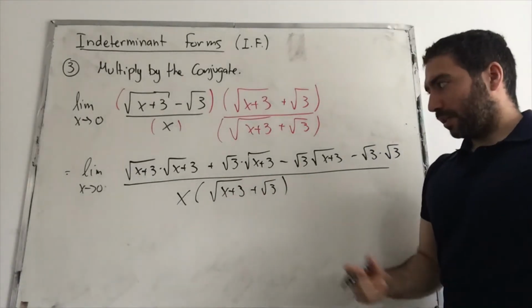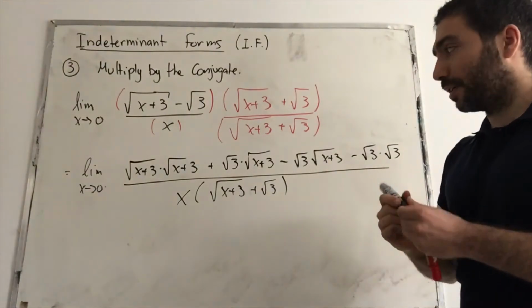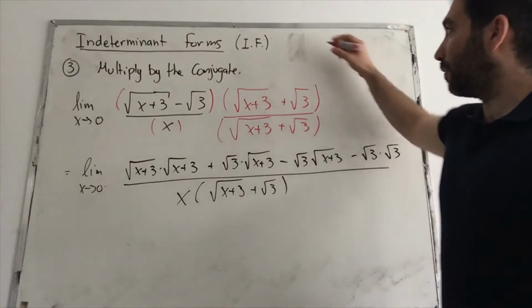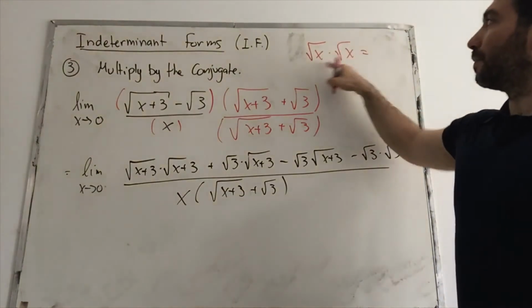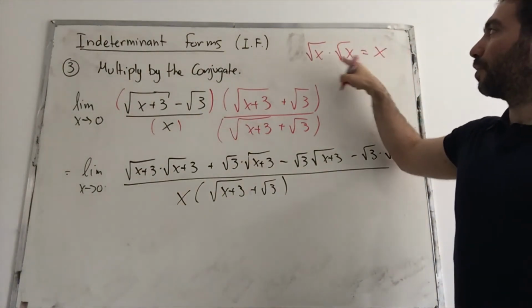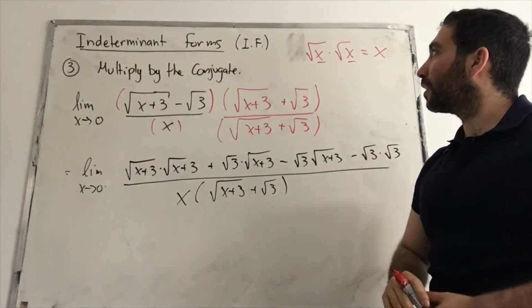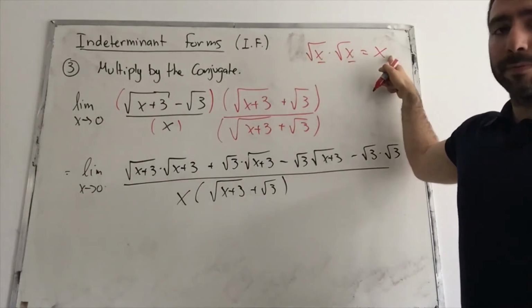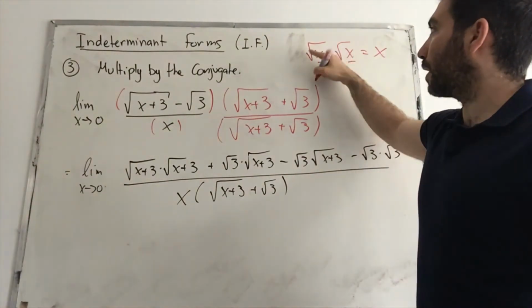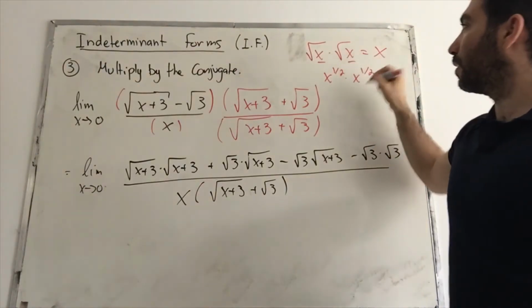Okay. This is long. After you're comfortable with it, you can start skipping steps. The property that we're using here is the fact that the square root of x times the square root of x is equal to just x. If you're multiplying the root of two terms which have the same base, the answer is just what's inside. Another way of thinking of this is that x to the square root is the same thing as x to the 1/2 times x to the 1/2.